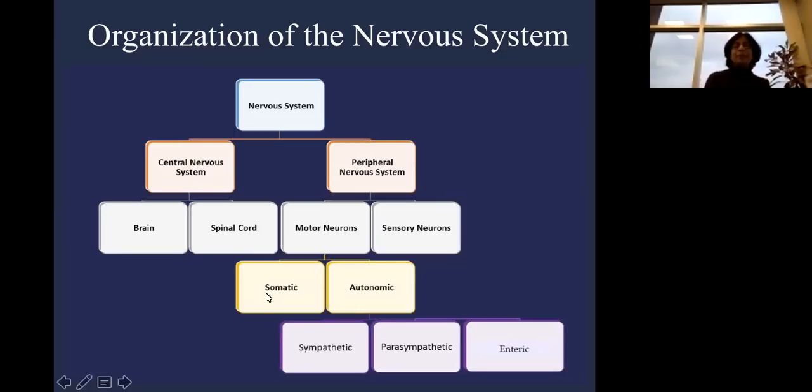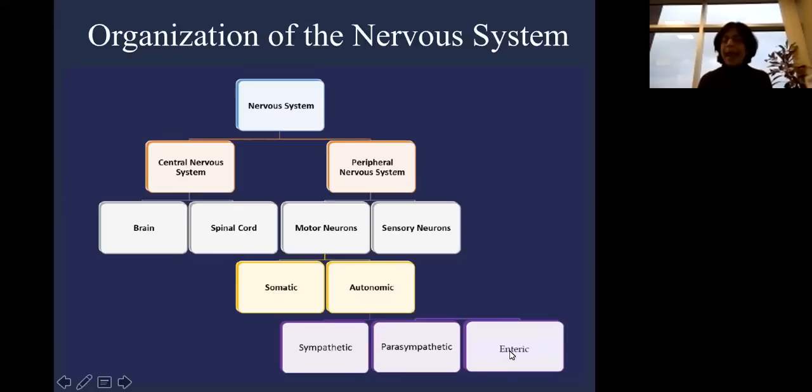A good example of a somatic would be moving the hand from one place to another voluntarily, or withdrawing the hand from a hot stove. So these are somatic movements. All right, so now autonomic is further organized into two subdivisions: sympathetic and parasympathetic divisions. Okay, so those are the parts of the autonomic division. What that means is these are all involuntarily controlled.